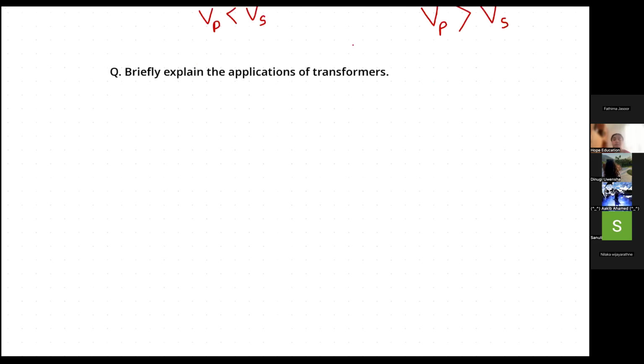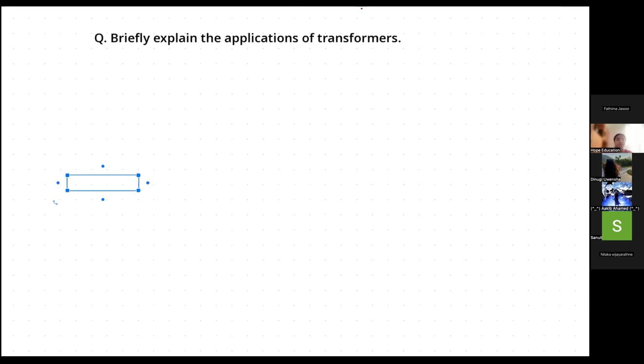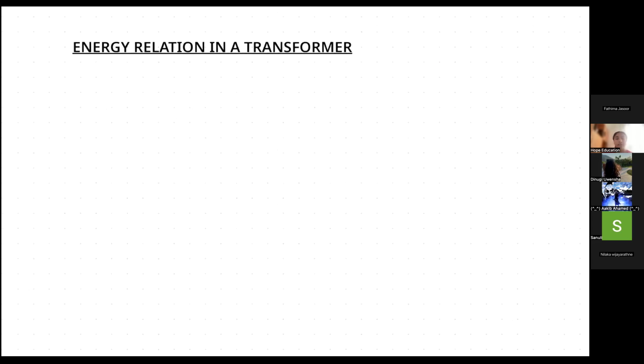Now, children, put a topic. Energy relation in a transformer. Put a topic, energy relation in a transformer.